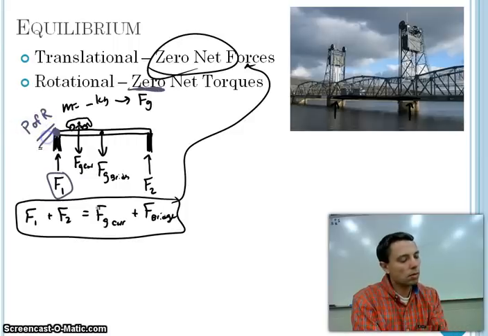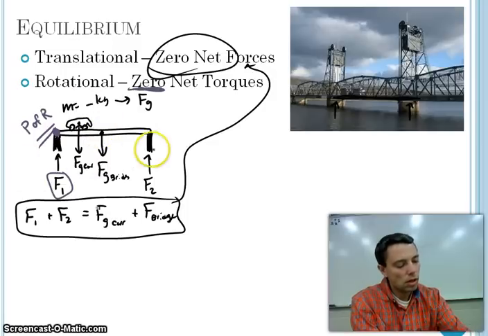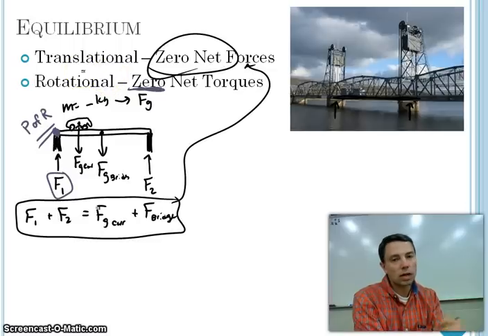rotation. The point of rotation would happen where the car would cause me to have a clockwise rotation. The bridge itself would have a clockwise rotation. And then the force over here would happen to balance that all out. So I'd look at it in terms of the counterclockwise rotations.